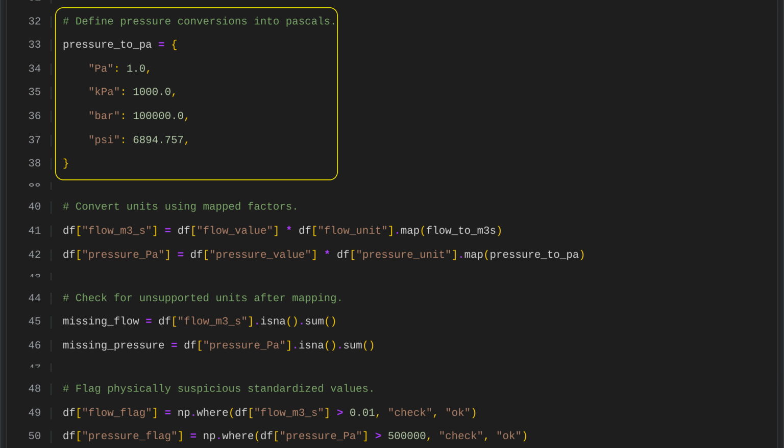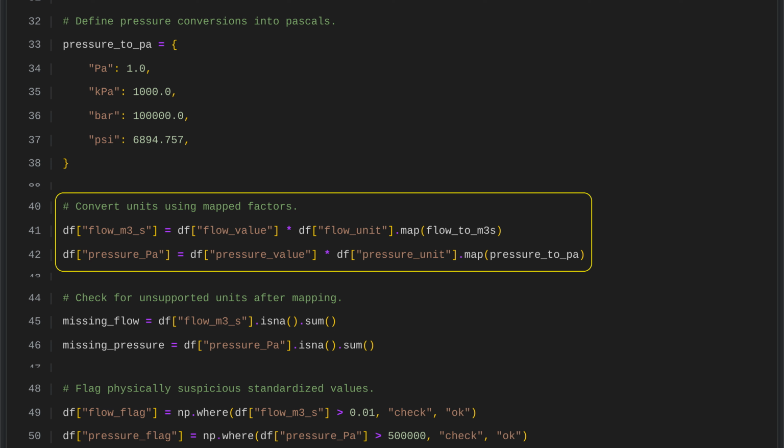A pressure conversion dictionary maps common pressure units to their values in pascals, such as pascals, kilopascals, bar, and psi. This makes it easy to convert different pressure measurements into pascals, giving calculations a consistent standard unit.